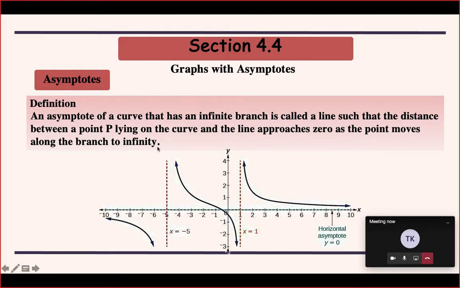Okay, so I had shown this earlier also. So here you can see these are the two asymptotes which are vertical, and this branch of this function is getting closer and closer to this and moving towards infinity. Same with the horizontal asymptote, which is the y-axis. So again the branch is getting closer and closer to this line. So you can see this particular graph has three asymptotes, two vertical and one horizontal.